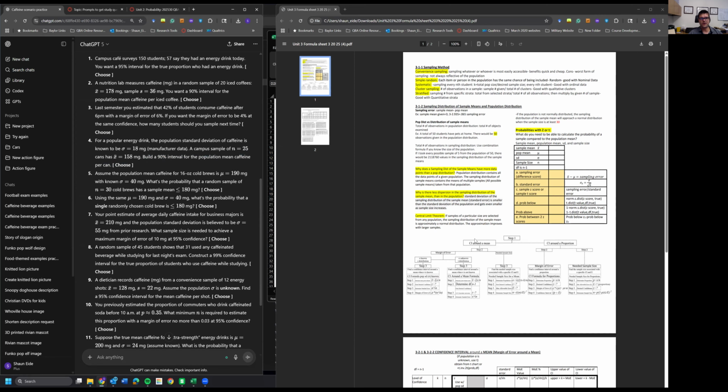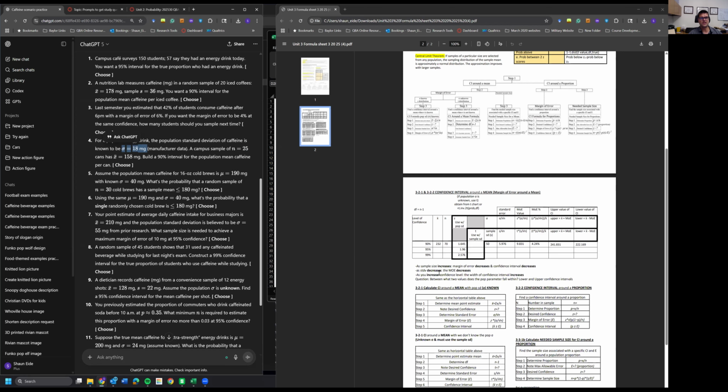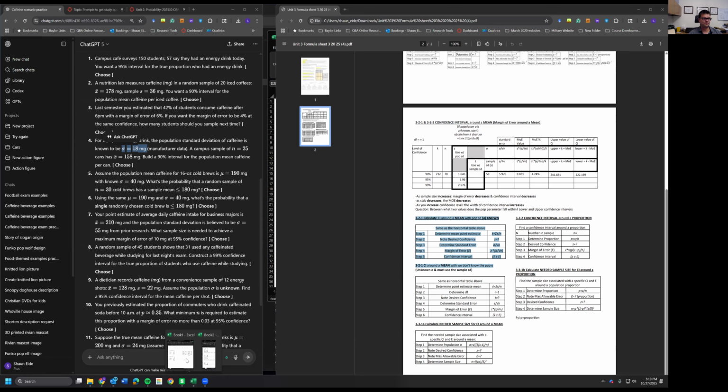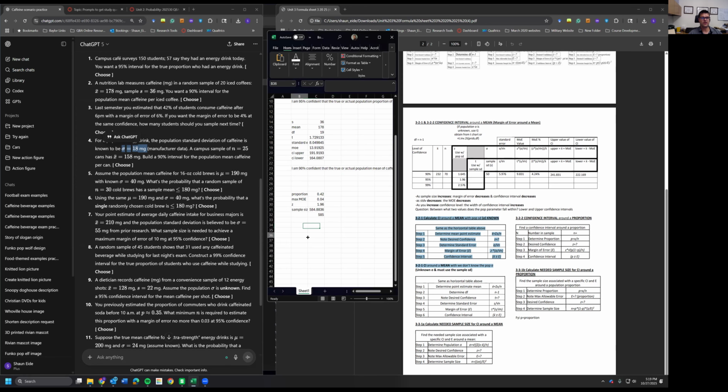And so over here, confidence interval around a mean, it doesn't ask for a sample size at all. So it is going to be a margin of error around a mean. And if you look at the bottom left-hand corner, it's going to be the population standard deviation known. And the reason why is it has the symbol right here, lowercase sigma, of 18 milligrams. So it is population standard deviation known. So I'm going to come right down here, the very first one. And so I'm going to fill that out.